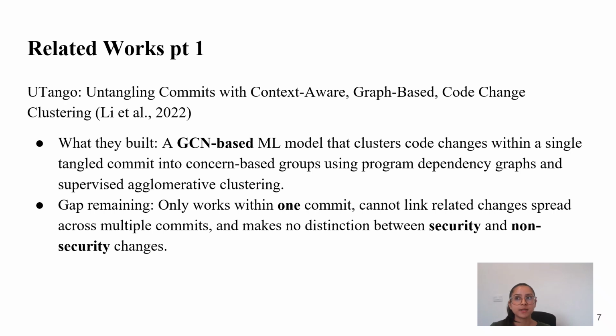A few studies related to this research topic include UTango, which is a GCN-based ML model that clusters code changes within a single tangled commit into concern-based groups using program dependency graphs and supervised agglomerative clustering. However, UTango only works within one commit. It doesn't link related changes spread across multiple commits, and it makes no distinction between security and non-security changes.